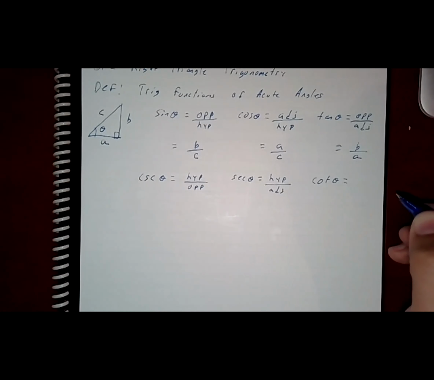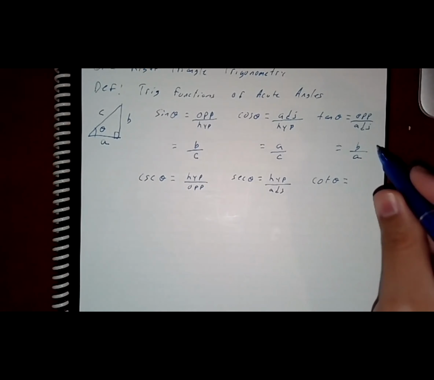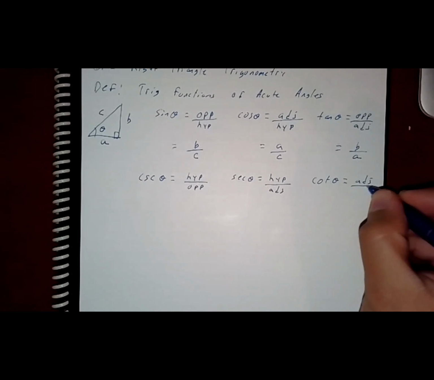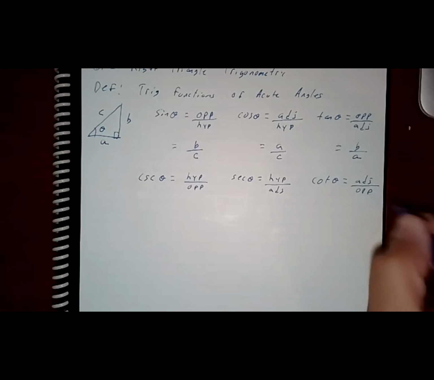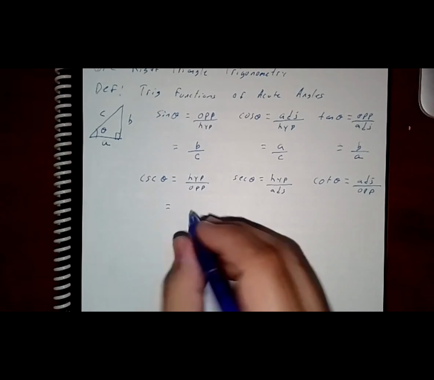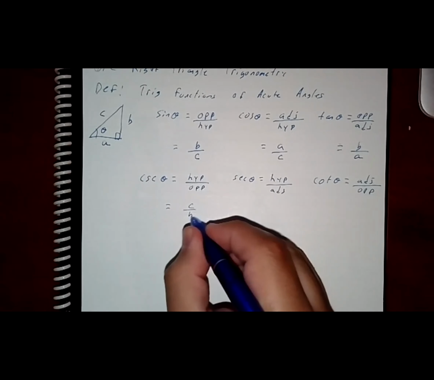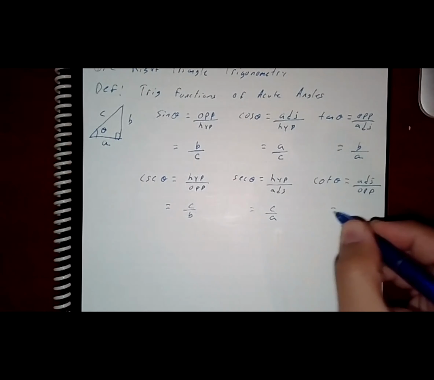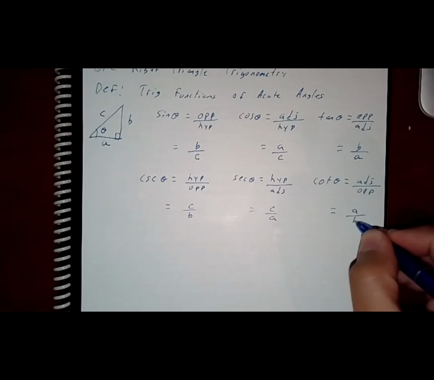Cotangent. If I had more light in this room, I think it'd be better, but oh well. Cotangent is the reciprocal of tangent, so that will be adjacent over opposite. So this will be C over B, which will be C over A. This will be A over B.